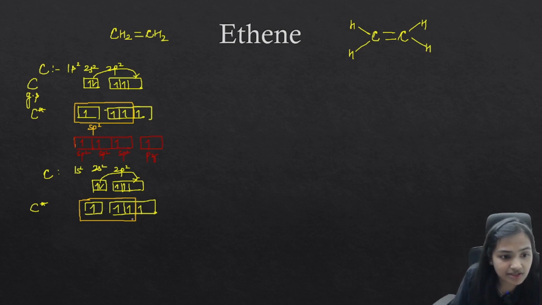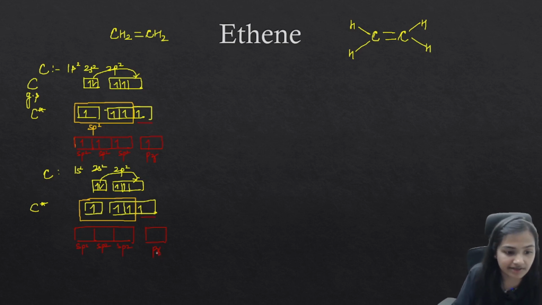Now when they undergo intermixing, again we will be getting 1, 2, 3, meaning 3 sp2 orbitals, and 1 pz orbital. So this is your pz orbital, a pure pz orbital that we will be getting. Only px and py have undergone the hybridization. Okay, so this is it.